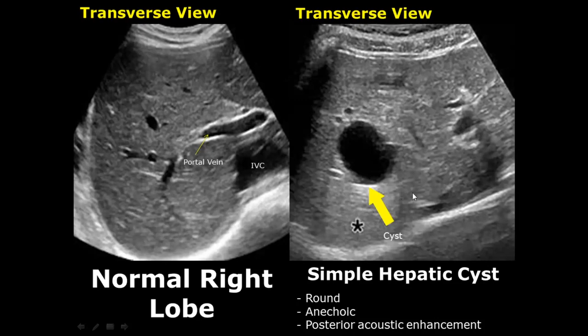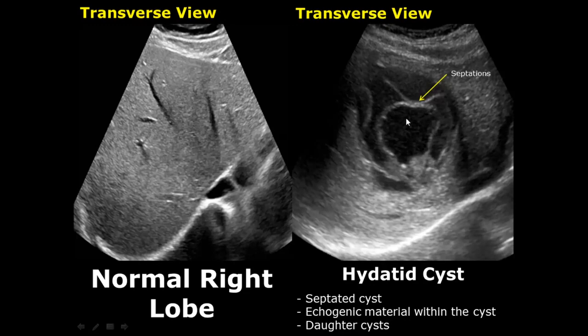A hydatid cyst will have septations. These walls are septations, and they can have echogenic material as well. And they can also have daughter cysts, which means that there could be a cyst such as this one, this cyst within this hydatid cyst.